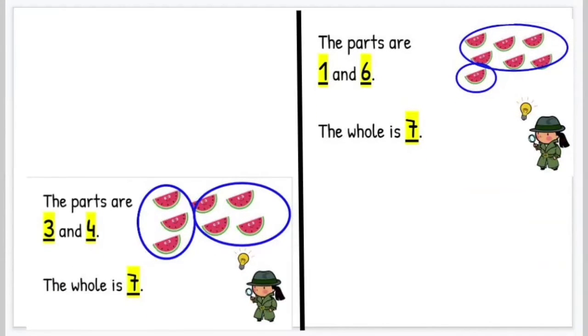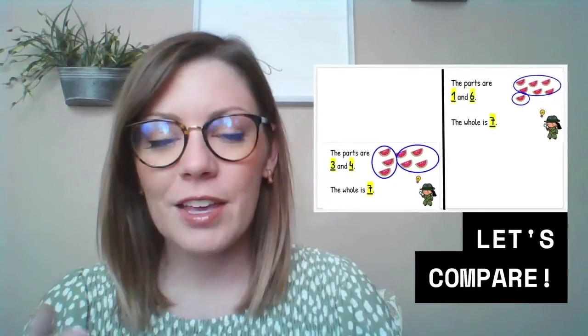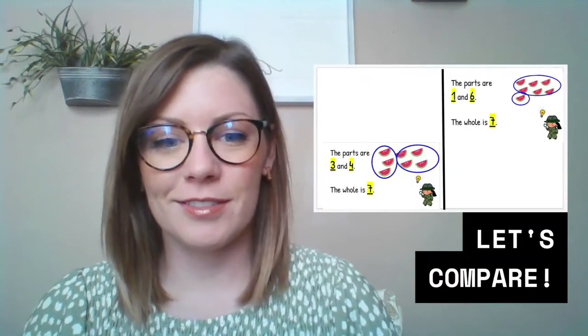Okay, we just answered some questions on how to find hidden parts with these watermelon slices and the whole amount. It was the same drawing of the watermelon slices, but we just did it 2 different ways. Let's compare. What do you notice?